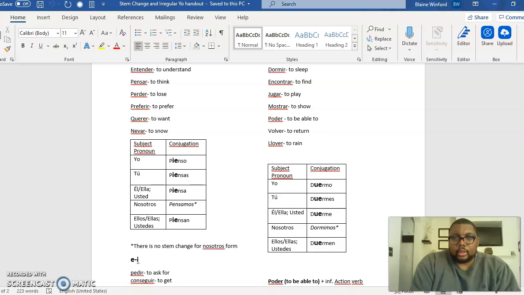And let me go to jugar. You probably wonder about jugar. That's not an O. No, it's not. But jugar does stem change just like any O to UE stem changer. It just happens that we're dealing with a U instead of an O.